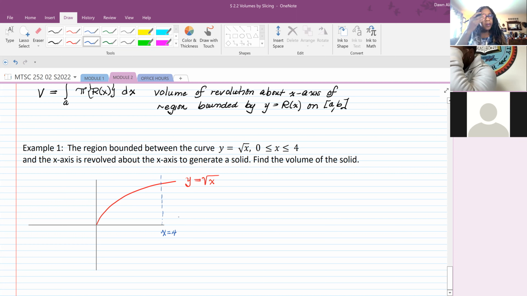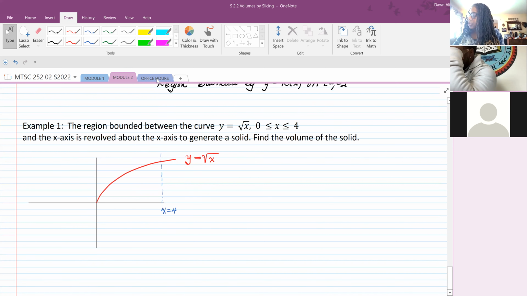So this region is revolved around the x-axis. Here's my region, and it's going to revolve around the x-axis. When it revolves around the x-axis, it looks like this, and it's three-dimensional. For any value of x right here, I found this value and I revolved that point about the axis. And there is my disk.